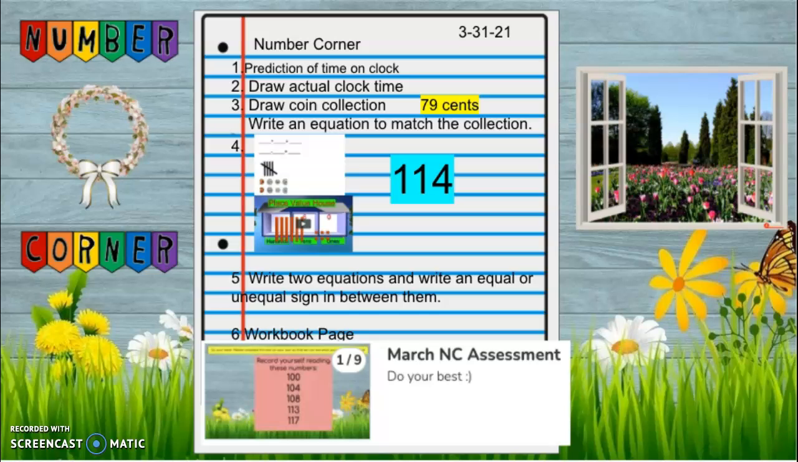All right, and number 6. Today we are working on our March number corner assessment. You see it looks like this. It has a spring background and it starts with kind of a reddish square on the front page. Again, it says March number corner assessment. That is what we are completing today for number 6.